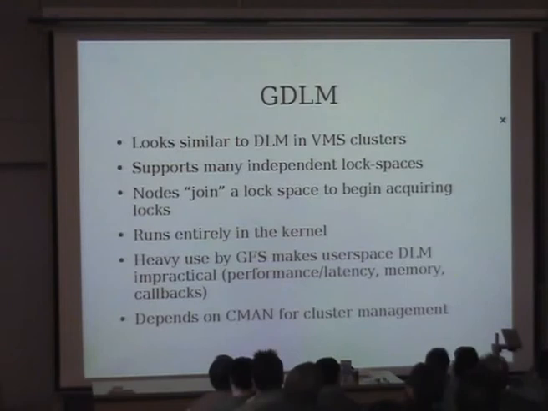The DLM is currently running in the kernel, and we're thinking that we'll probably keep it there because latency is so important. GFS uses a lot of locks, about one per file. On a big file system you can easily have hundreds of thousands of locks and be getting hundreds or even thousands in a second. So latency is very important, and we're thinking the DLM will probably stay in the kernel for that reason. And it depends on cluster management.